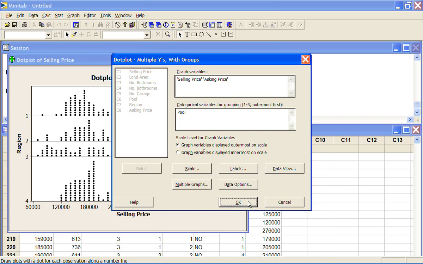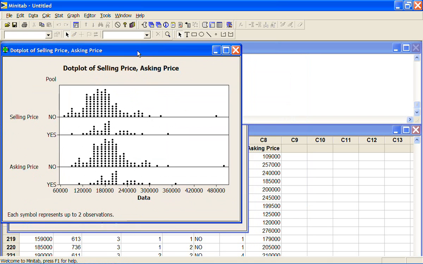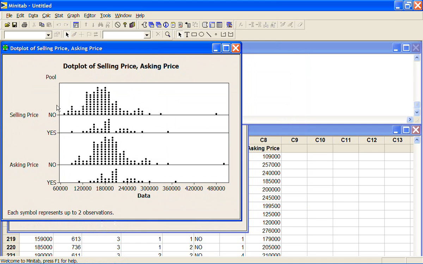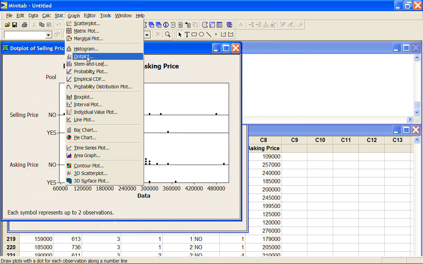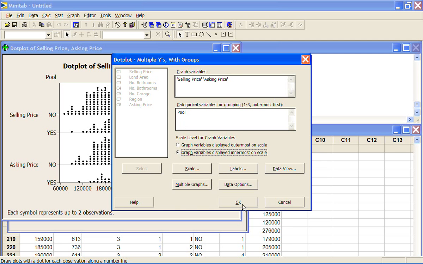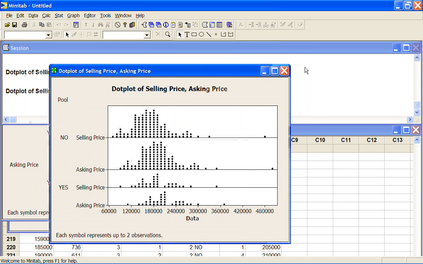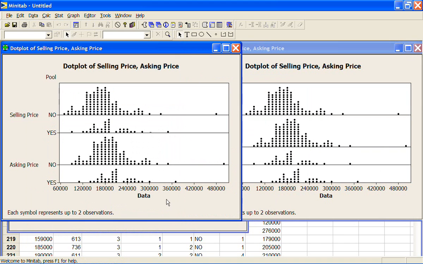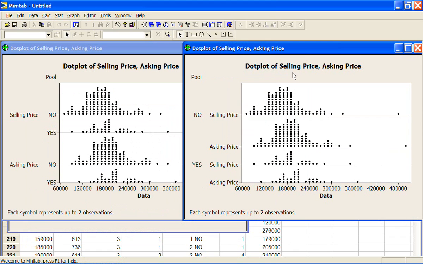Here I've got the selling price pool no and yes, and then the asking price pool no and yes. So let's try it the other way and see if that makes more sense. And whether it makes sense or not depends entirely on what you're hoping to read out of the graph. So if I'm looking to see what the difference is between the selling and the asking price, depending on whether or not they've got a pool, I might prefer this graph. But it's possible for different data you would want it the other way around. So there's no right answer, it depends on what you're trying to look at.